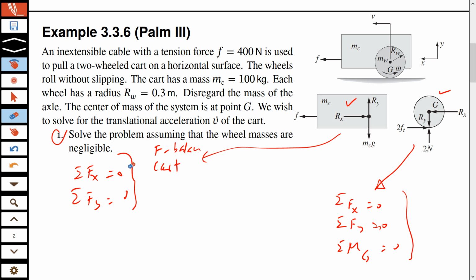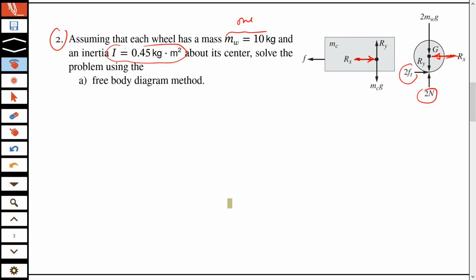And remember that in this first part we were assuming that the wheel was massless. So the wheel mass was negligible. That's why the moment of inertia was also negligible. Now we take into account the mass of the wheel and the rotational inertia of the wheel. So now let's write down those two force equations for the cart.